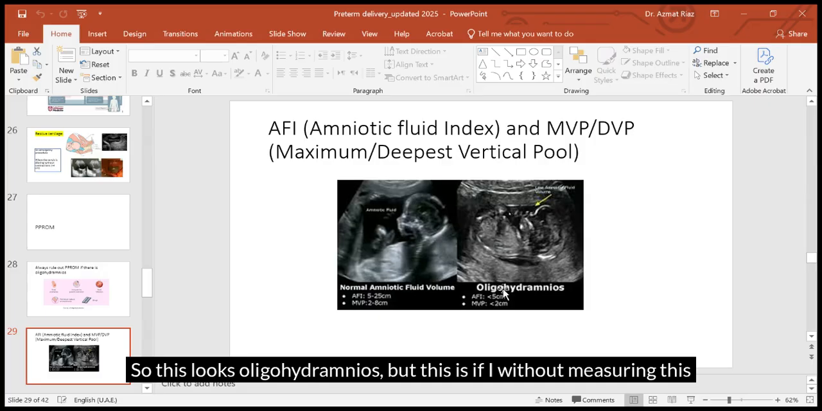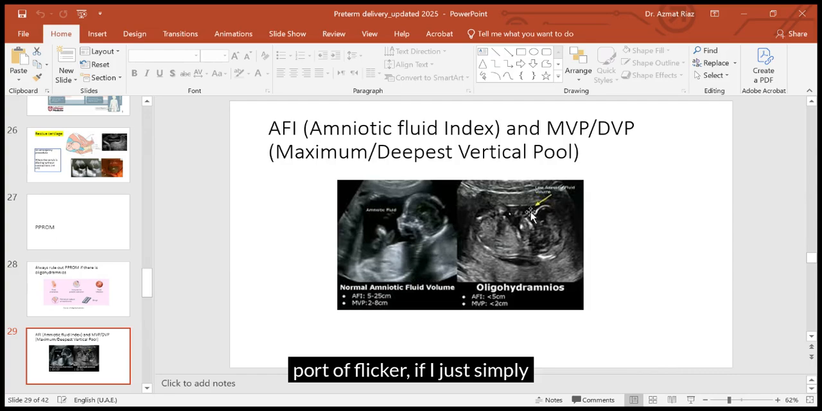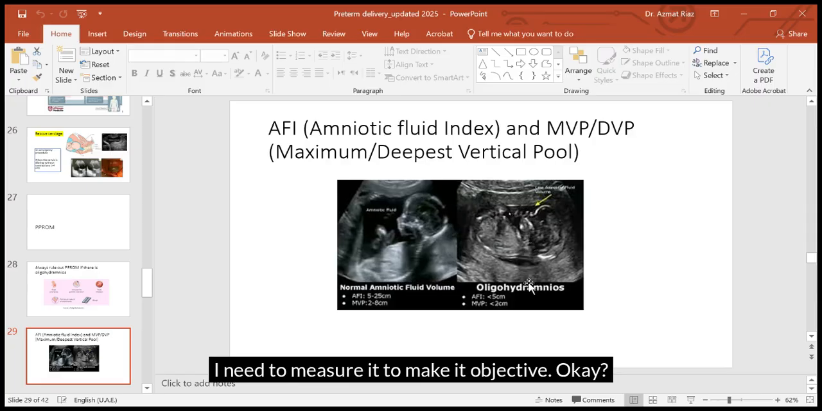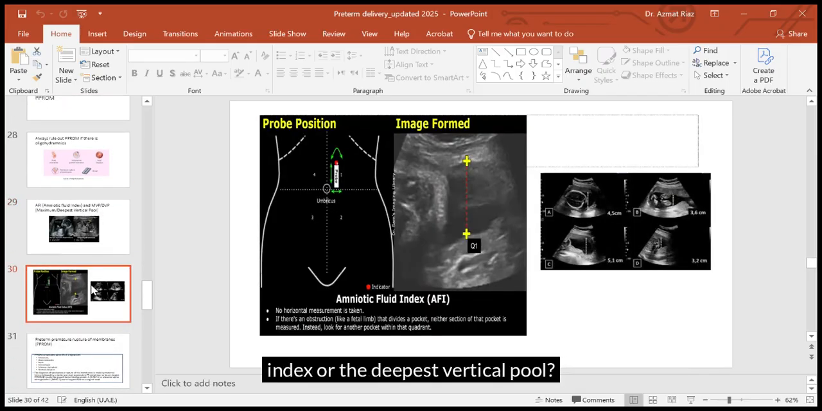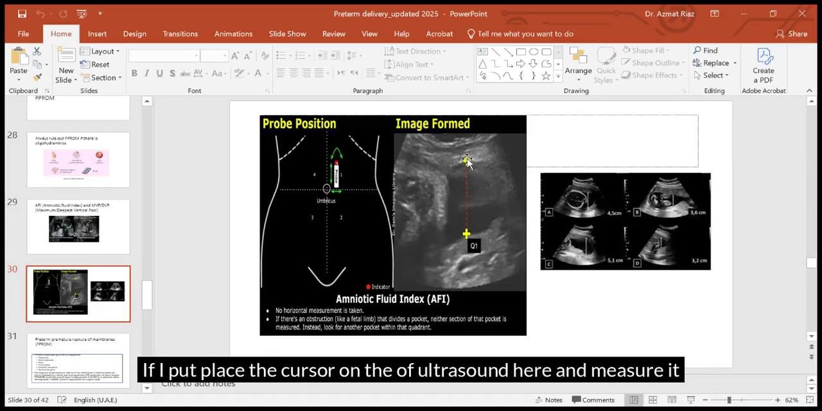Okay. So this looks like oligohydramnios, but if I, without measuring this pool of liquor, just simply say this looks small, it will be subjective. I need to measure it to make it objective. Okay. I'll come back to this slide, but how do we measure amniotic fluid index, or the deepest vertical pool? So you see, this is just one pool of liquor. If I place the cursor of the ultrasound here and measure it from here to here, the ultrasound automatically will give me whether it is 4 centimeter, 5 centimeter, 6 centimeter, or whatever it is.